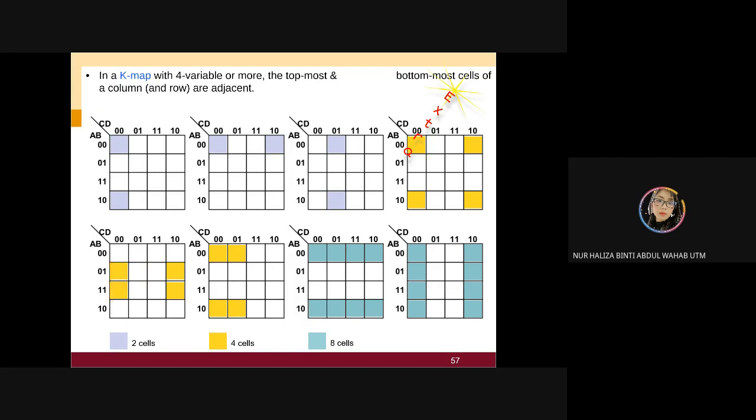So here is the thing about adjacency, why you need it. It is going to be used later on for grouping. What is the purpose of grouping, doctor? It is going to be used for your Boolean simplification.